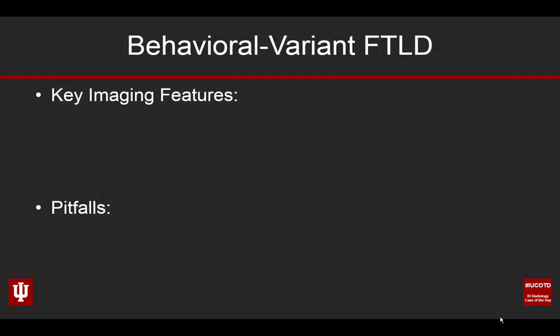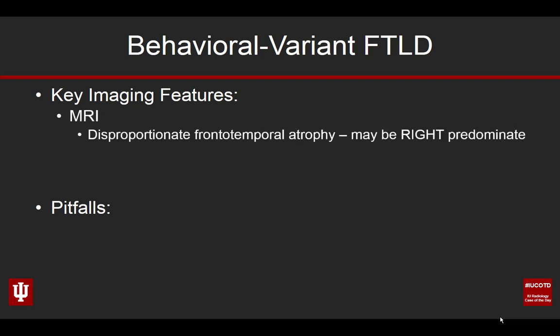Okay, so let's wrap this up. This was a case of behavioral variant frontotemporal lobar degeneration. The key imaging features to know about that we saw in this case: on MRI, we saw disproportionate frontotemporal atrophy. It may be right predominant. It's not always going to be right predominant. It may be bilateral. It may be symmetric, but in this case, it was right-sided predominant. When you see left-sided predominant, be thinking more along the lines of language variant frontotemporal lobar degeneration, but certainly there can be overlap between the two. As I said before, it's a useful but imperfect system for characterizing these.